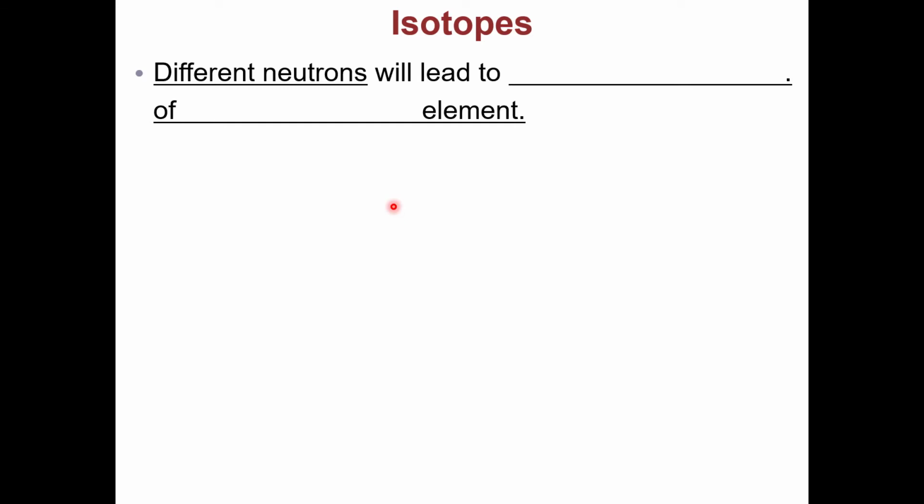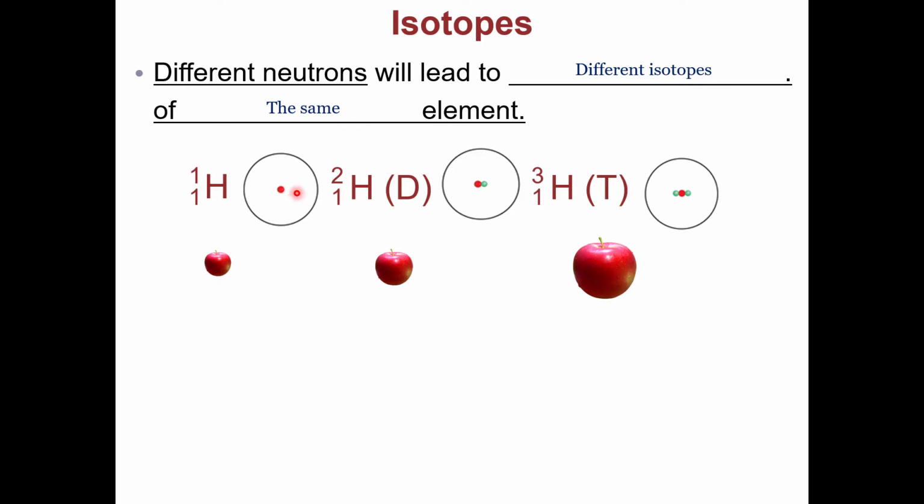According to the second postulate of Dalton theory, atoms with the same number of protons are going to be chemically identical. However, they could have different masses because of different numbers of neutrons. That will lead to different isotopes of the same element. Hydrogen, you can see that in all three cases it has one proton, which determines the chemical nature of the atom to be hydrogen. However, the different number of neutrons will lead to different masses of each one of these, or what we call different isotopes.